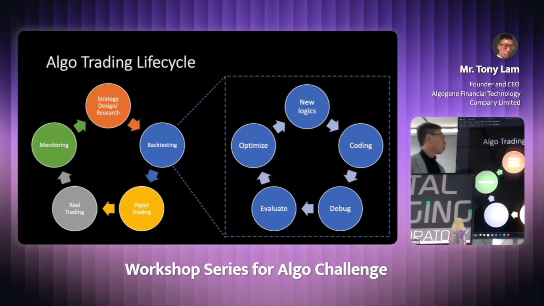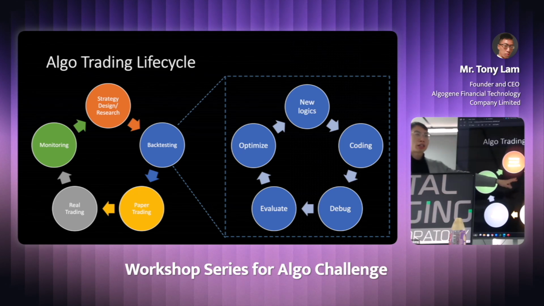So here is an overview of the whole algo trading process. Algo trading is not a single process. It is a large cycle. The first step is that you need to design your trading strategy. You might explore different trading ideas from a newspaper, from some forum, or from some academic research paper. Once you come up with a trading idea, the next step is backtesting.